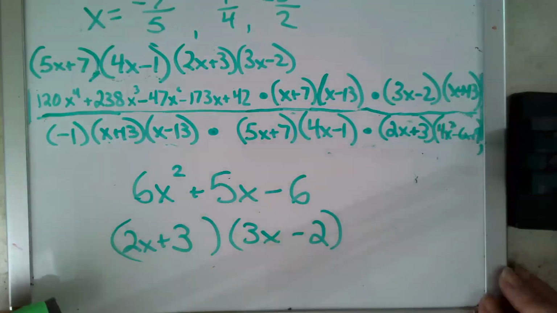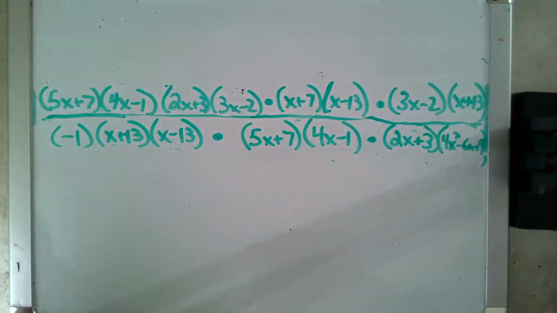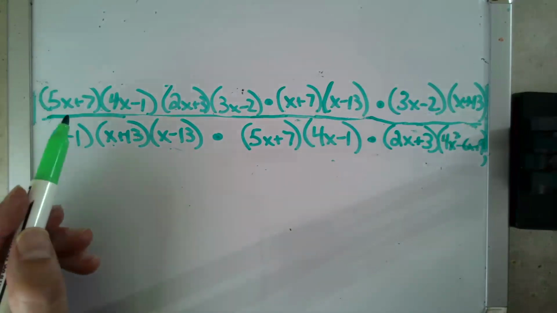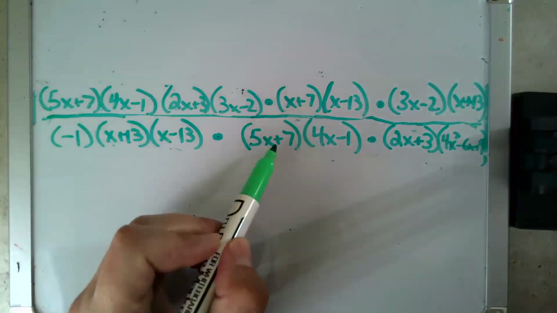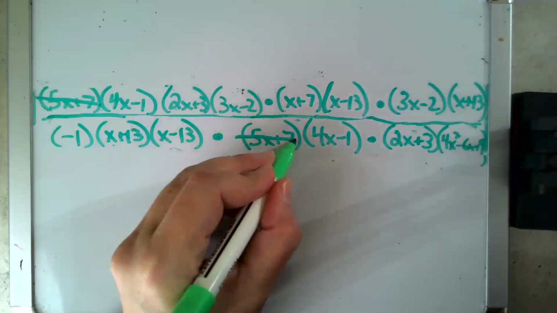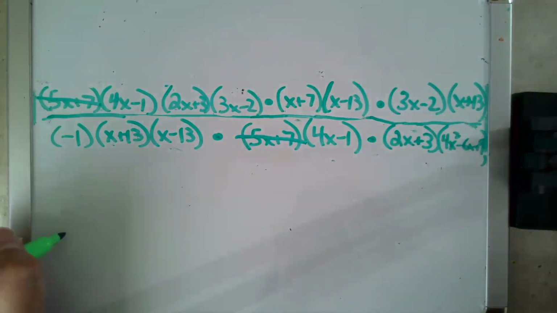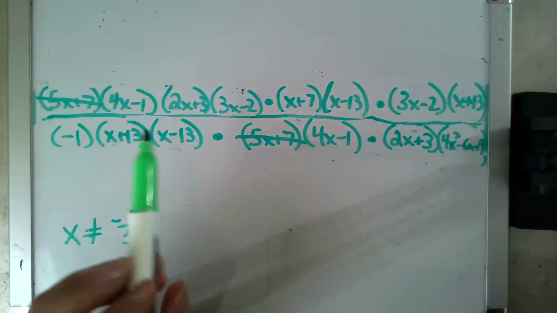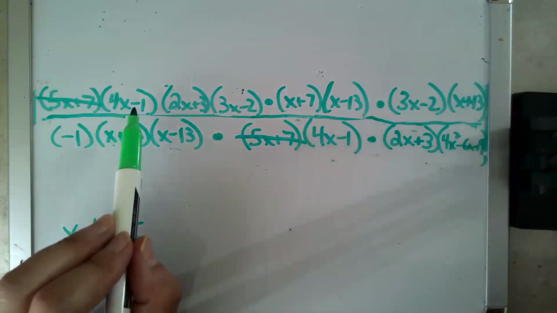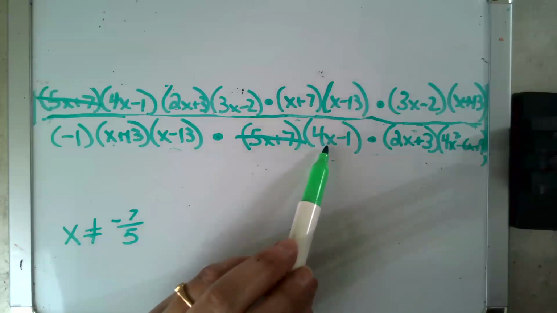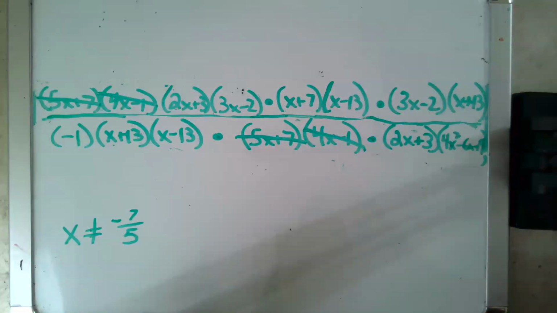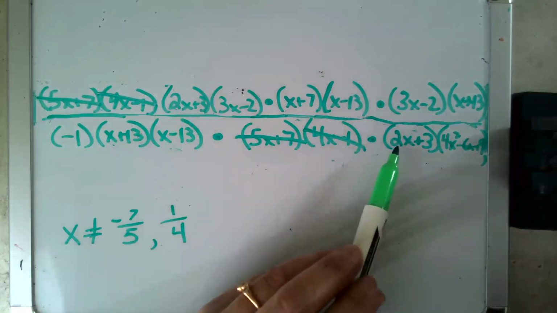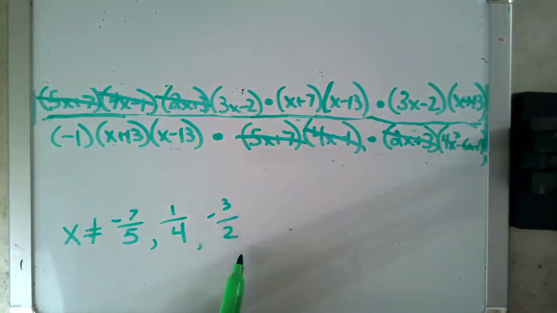All right, let's rewrite it as such. Okay, now comes the moment you've been waiting for. Let's do some canceling. I see a 5x plus 7 and a 5x plus 7. Those can go away. And then I want to note somewhere x does not equal 7/5 because that would have been in the bottom and that's a no-fly zone. I see a 4x minus 1 and a 4x minus 1. Those cancel. Okay, can't be 1/4 either. I see a 2x plus 3 and a 2x plus 3. Not a negative 3 over 2 either.